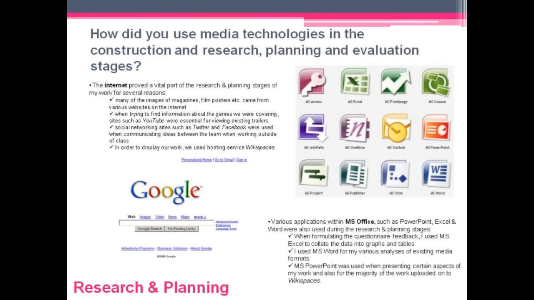The internet proved a vital part of the research and planning stages of my work for several reasons. Many of the images of magazines, film posters, etc. came from various websites on the internet. When trying to find information about the genres we were covering, sites such as YouTube were essential for viewing existing trailers. Social networking sites such as Twitter and Facebook were used when communicating ideas between the team when working outside of class. In order to display our work, we used hosting service Wikispaces.